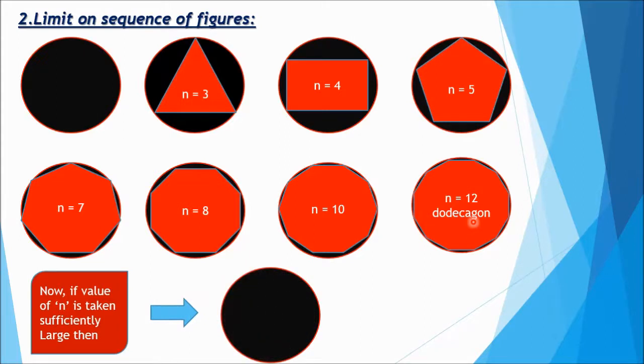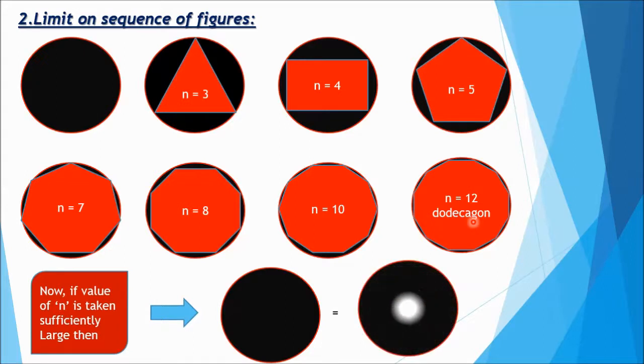Now this figure will be equal to this figure. You just saw the red portion will completely cover the black portion of the circle if we take the value of n sufficiently large. Now this is the limit of a sequence of figures. Now you have to draw this in your copy neatly, very precisely.